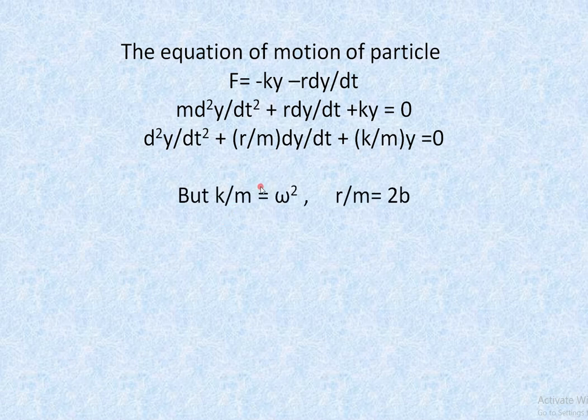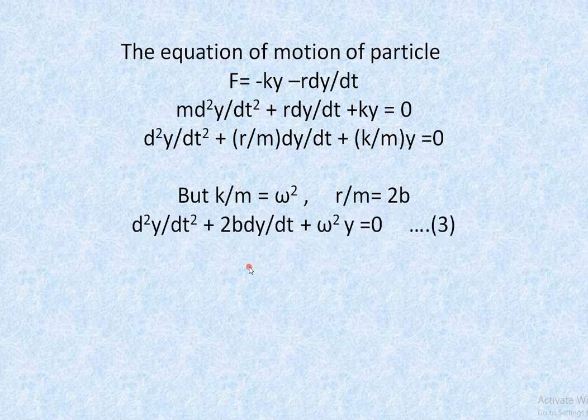By putting the value of k by m is equal to omega square and the value of R by m is equal to 2b, we get d2y by dt square plus 2b into dy by dt plus omega square into y is equal to 0. This is equation number 3, and this is the second order differential wave equation.